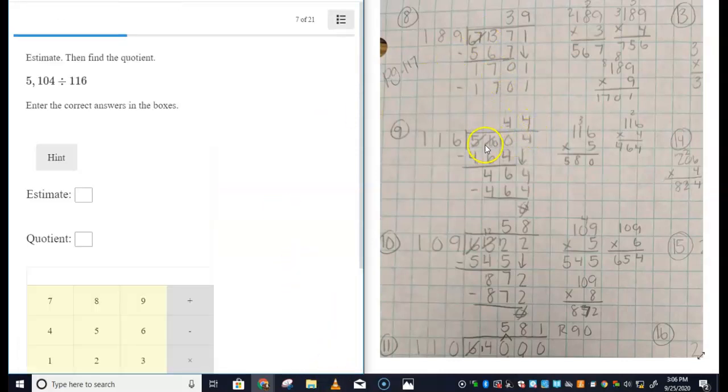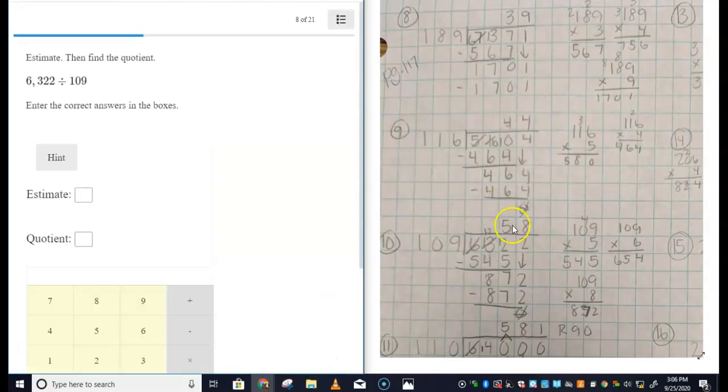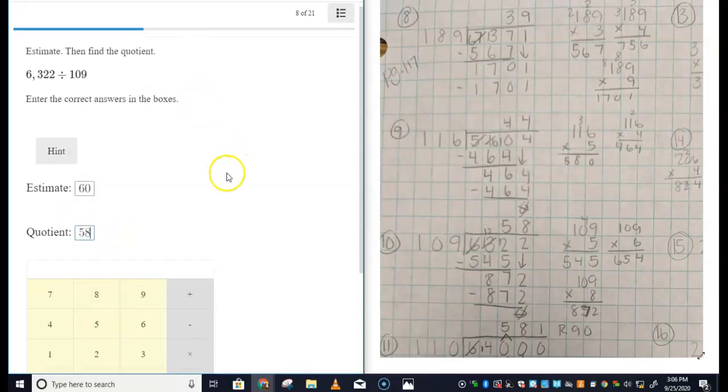Next one, we have 5,104 divided by 116. My estimate should have been around 50. And I got 44 for my answer, so those are pretty close. The next one, we have this one right here, 6,322 divided by 109. Your estimate should have been 60. And your quotient that you got was 58.